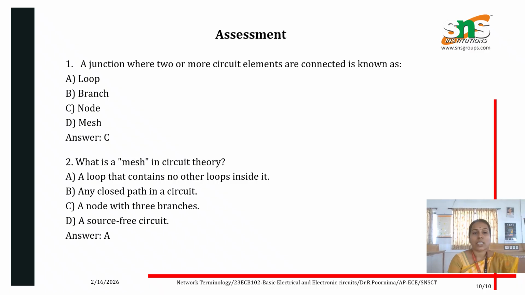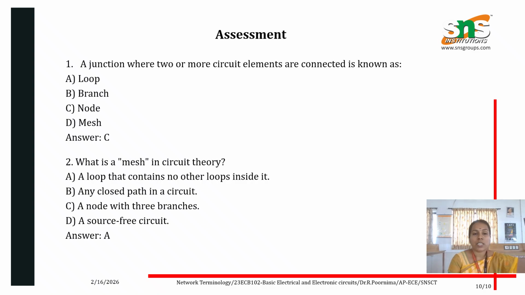So let's take the assessment. A junction where 2 or more circuit elements are connected is known as loop, branch, node or mesh. So the answer is C, node. It is a junction where 2 or more circuit elements are connected.